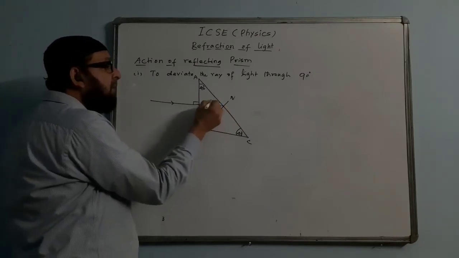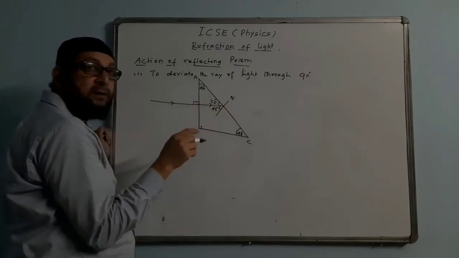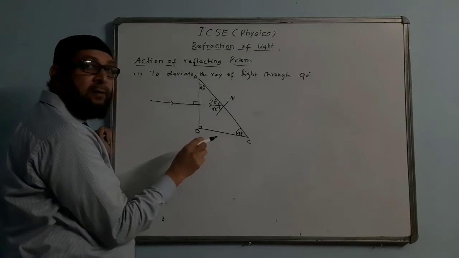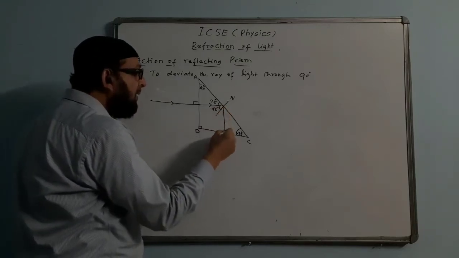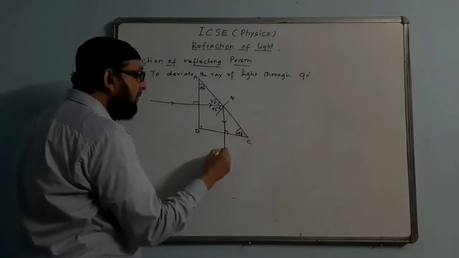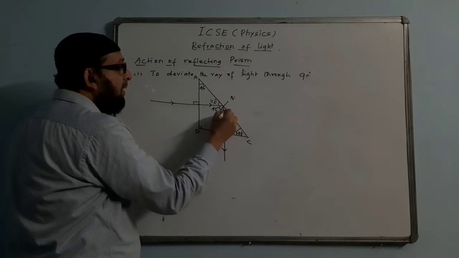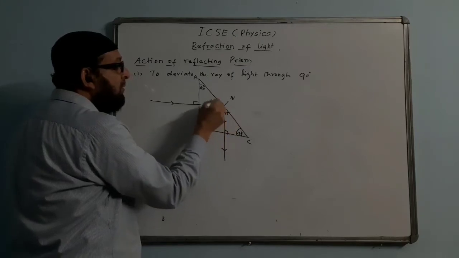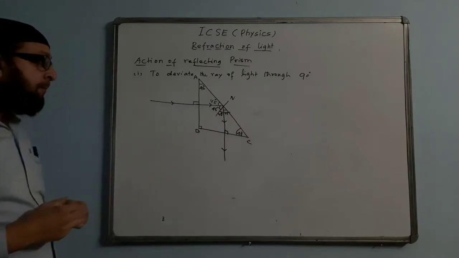90 minus 45 will come 45 here. 45 plus 45 is 90 degree. We will calculate the third angle. 180 minus 90 is 90. That means the ray will be making an angle exactly 90 degree here. Then the ray will go straight. This angle will also be 45. Here the angle is 45 only because these two angles are equal. These two angles will also be equal at the time of reflection.